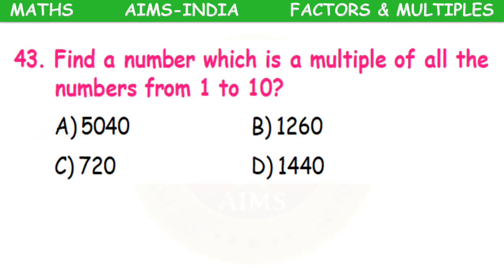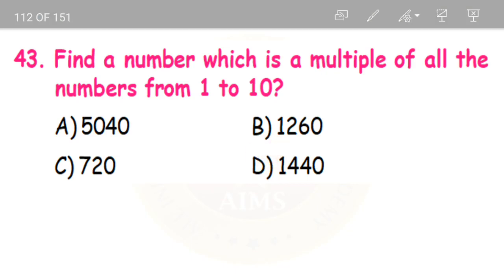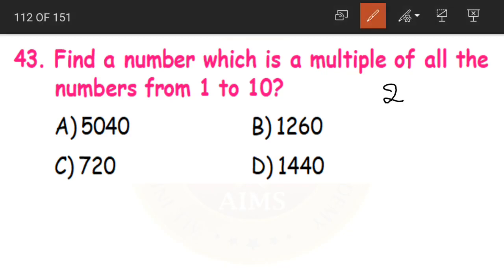Next, question 43. Find a number which is a multiple of all the numbers from 1 to 10. From these given numbers it should be a multiple of all the numbers from 1 to 10 children. Now we know the divisibility rules for 2, 3, 5, 6, 9 and 10. Now first let us apply it to all the numbers.